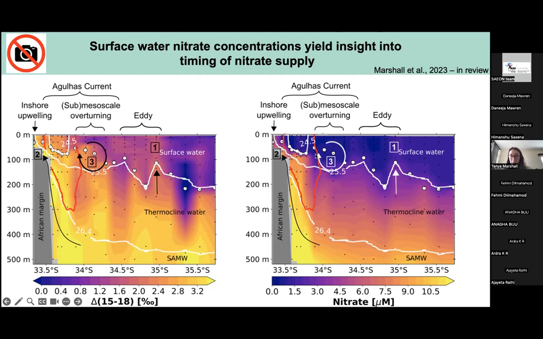And if you look at the third mechanism, what we see here is actually low nitrate concentrations, right? So this purple color below the mixed layer. The delta 15N/18O tells us that we supplied deep nitrate, and the nitrate concentration is telling us that phytoplankton have already assimilated this deep nitrate. So that gives us the sense that this event happened probably, I don't know, on the order of days ago, maybe 1 to 3 days before we sampled it.